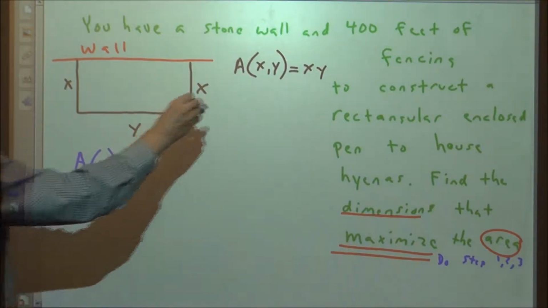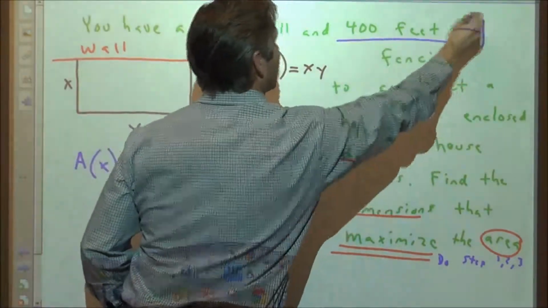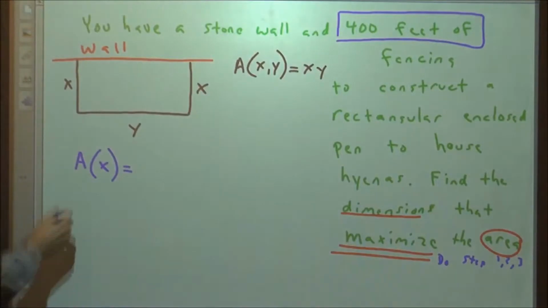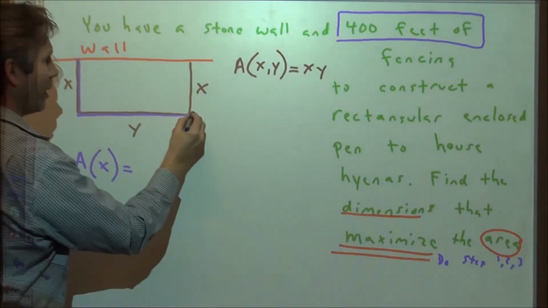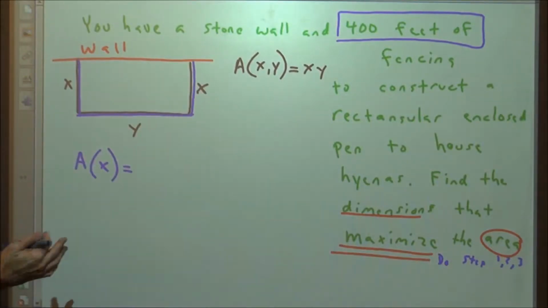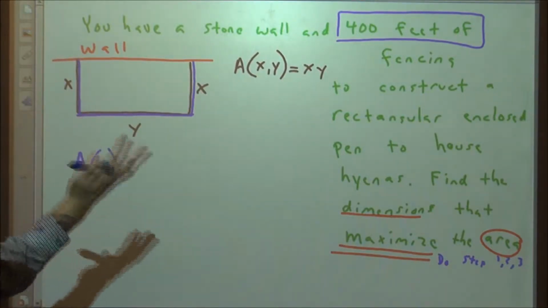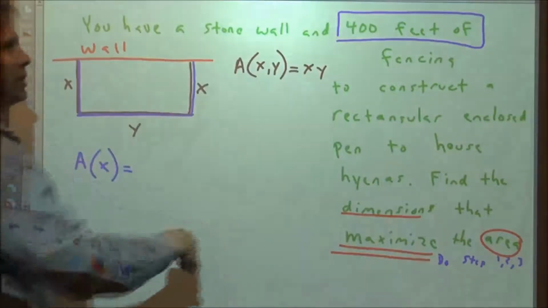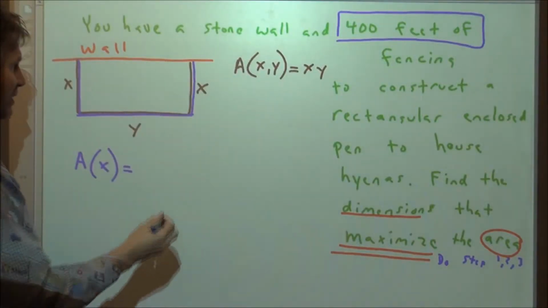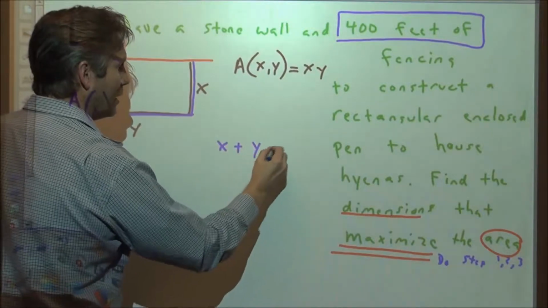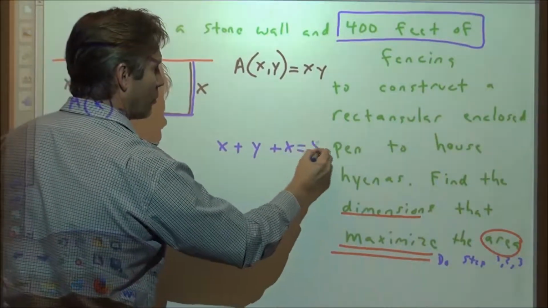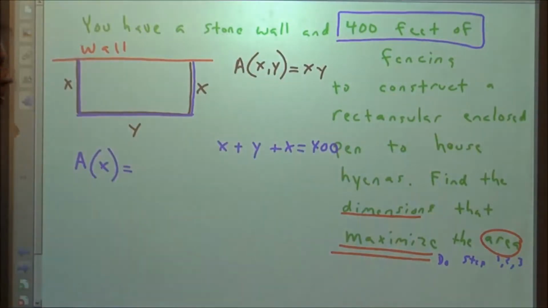Now here's where this information comes into play. Altogether, the total amount of fence when we start here and go all the way around the pen has got to be 400 feet. So we could say, if I draw a little equation to describe that amount of fence, it would be x plus y plus x equals 400. That's what that information is telling me.